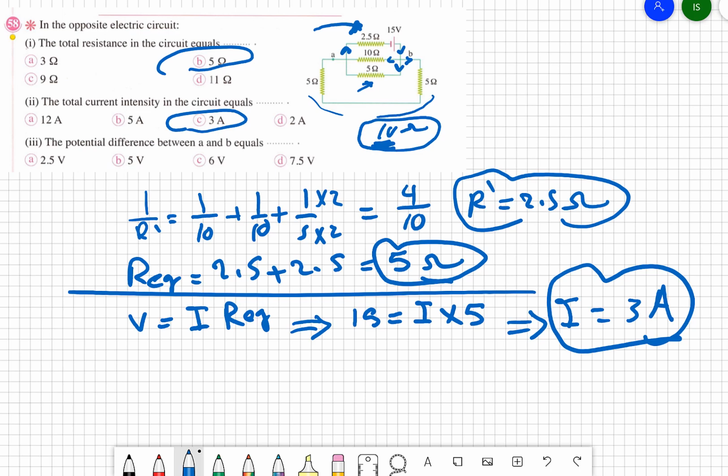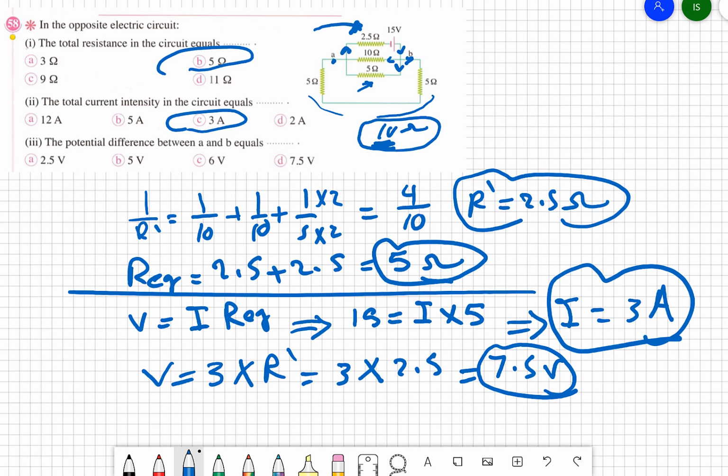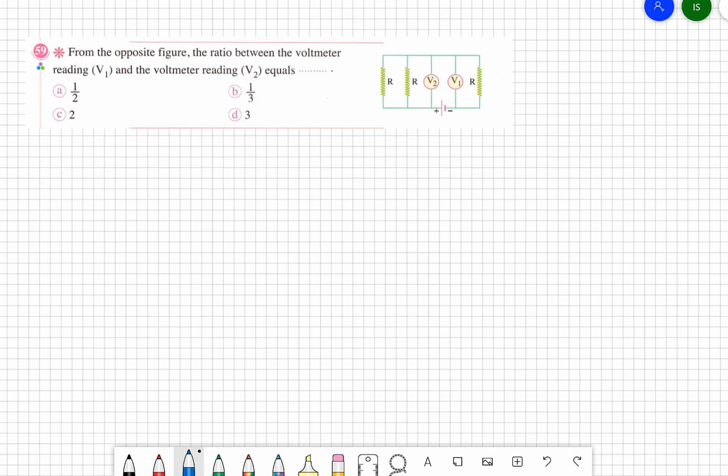The last one, the potential difference between A and B. Between A and B, you get the total resistance for the 3 resistors: 10, 5, and the last one 5 plus 5, 10. So V equals the whole current times R dash, which means 3 times 2.5 equals 7.5 volts. 7.5 volts, we have it. Let's move to the next.